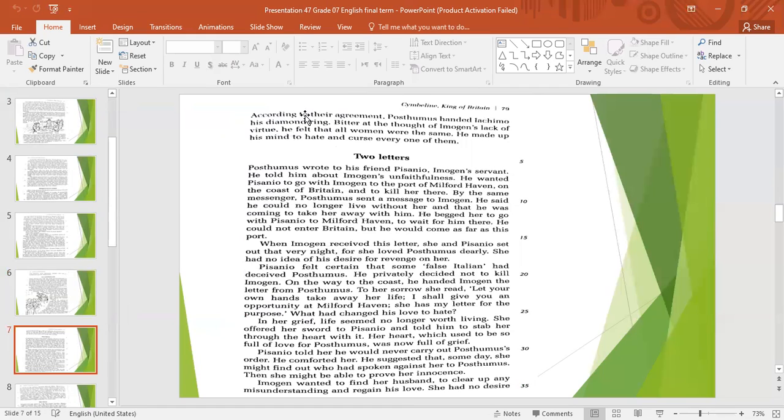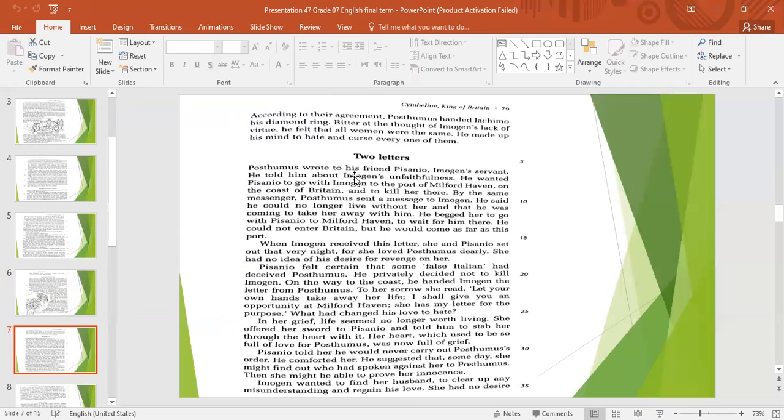According to their agreement, Posthumus handed Iachimo his diamond ring. Bitter at the thought of Imogen's lack of virtue, he felt that all women were the same. He made up his mind to hate and curse every one of them.